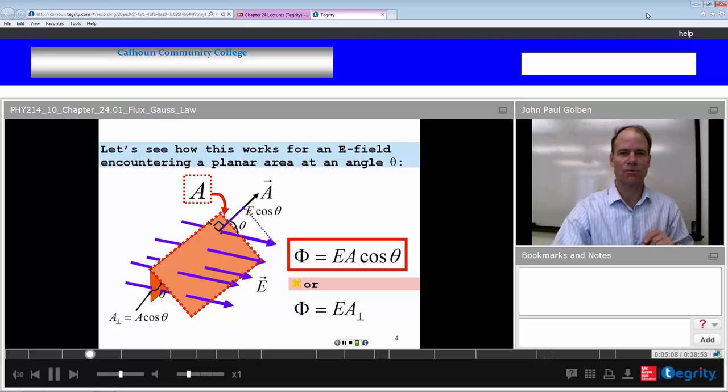So all the while, you want to keep in mind in this discussion that flux is how many field lines are going through an area.